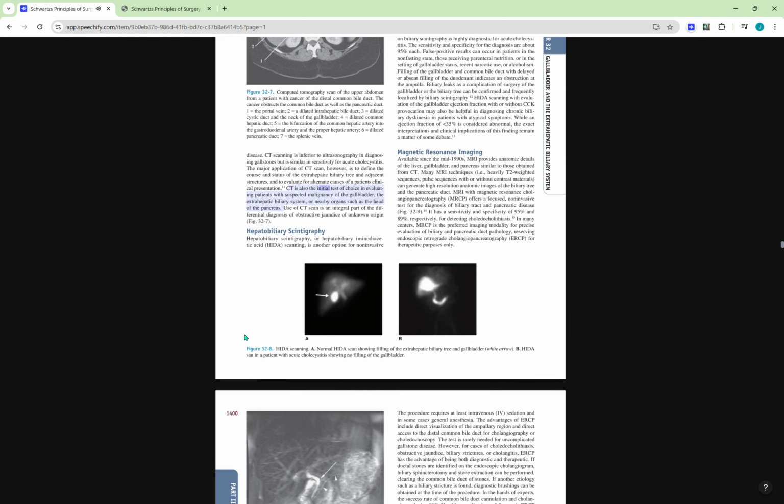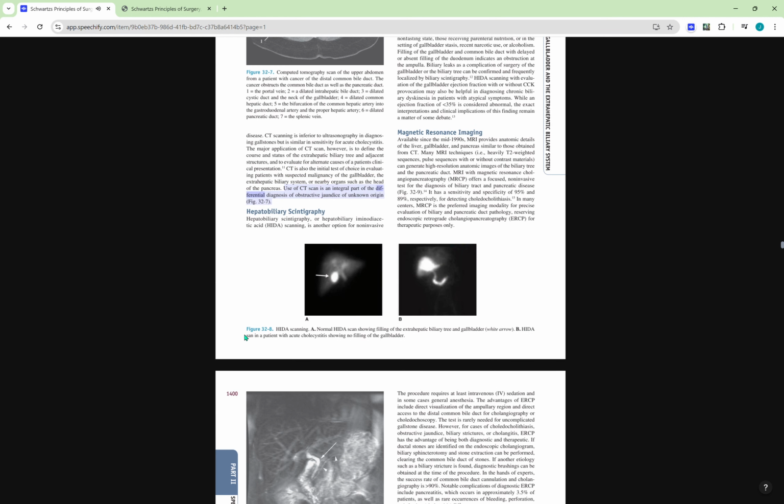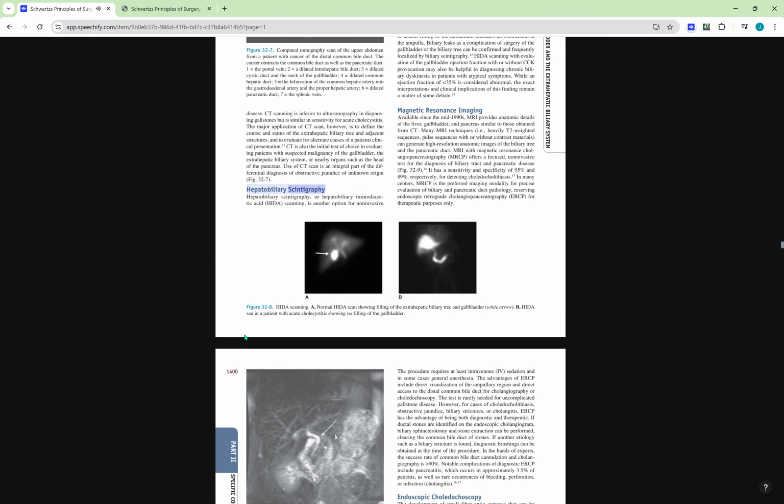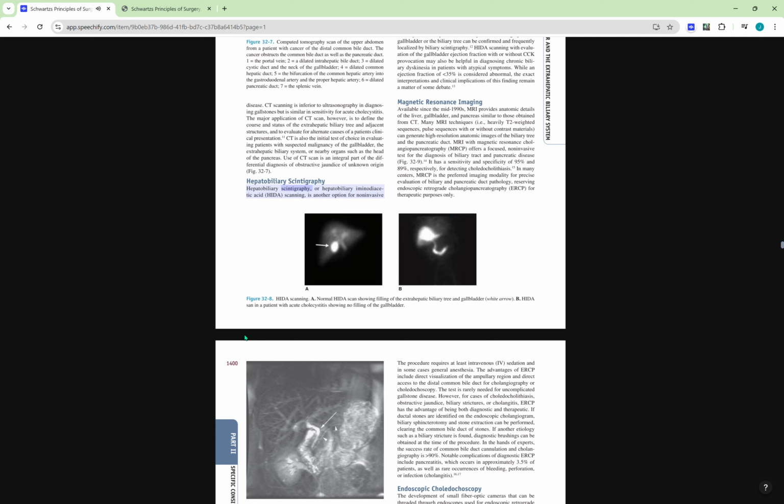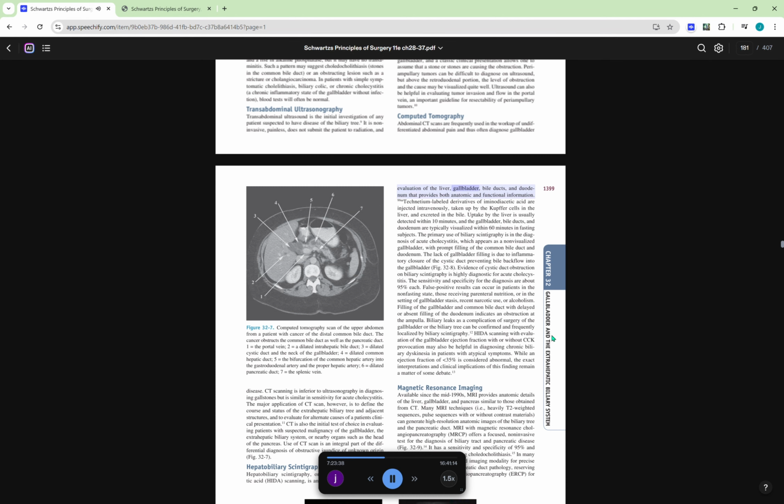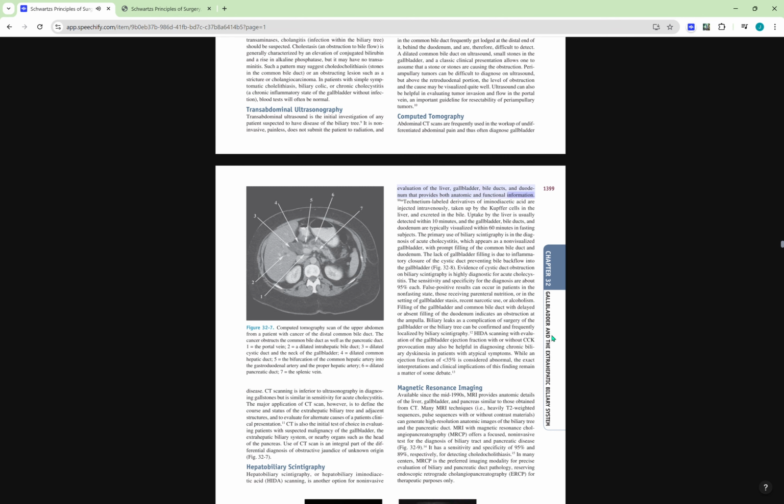CT is also the initial test of choice in evaluating patients with suspected malignancy of the gallbladder, the extrahepatic biliary system, or nearby organs such as the head of the pancreas. Use of CT scan is an integral part of the differential diagnosis of obstructive jaundice of unknown origin. Hepatobiliary scintigraphy. Hepatobiliary scintigraphy, or HIDA scanning, is another option for non-invasive evaluation of the liver, gallbladder, bile ducts, and duodenum that provides both anatomic and functional information.